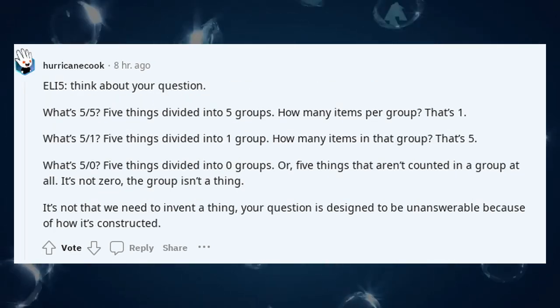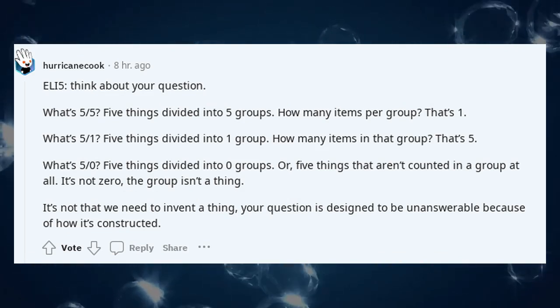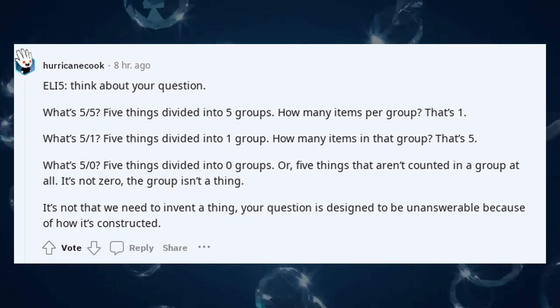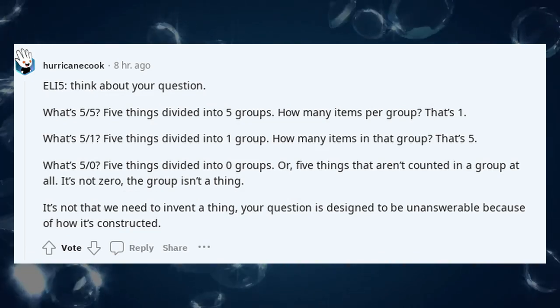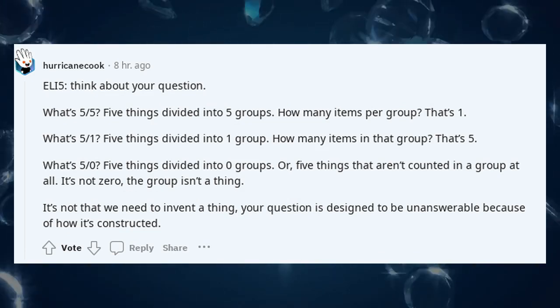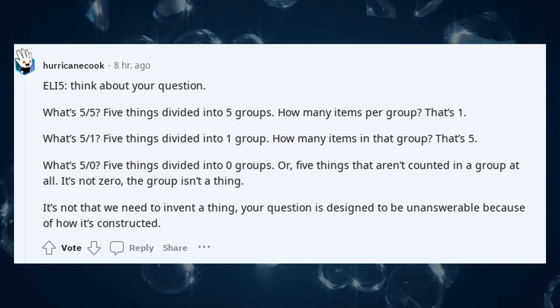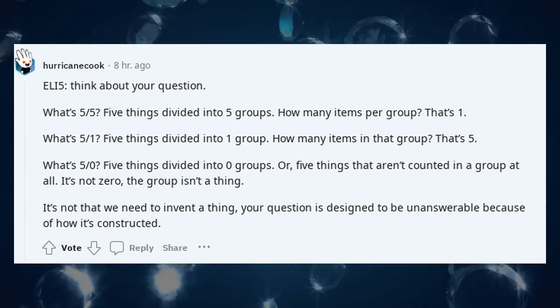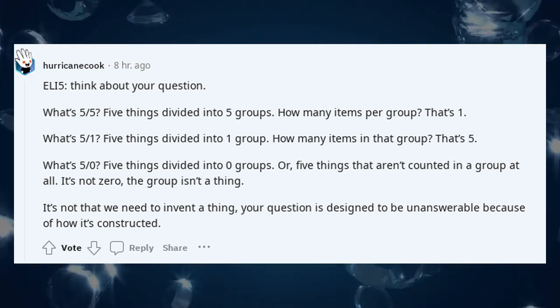Explain like I'm 5. Think about your question. What's 5/5? 5 things divided into 5 groups. How many items per group? That's 1. What's 5/1? 5 things divided into 1 group. How many items in that group?